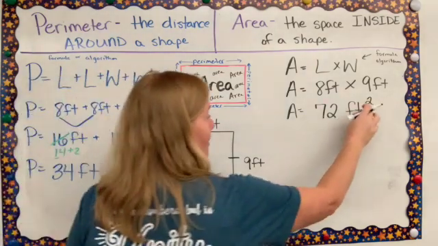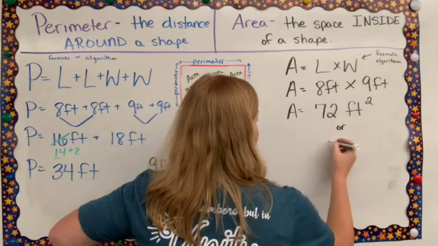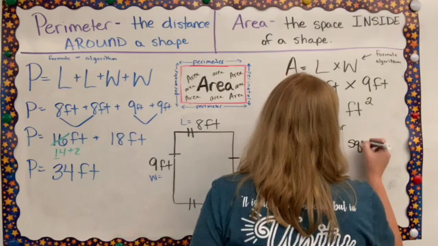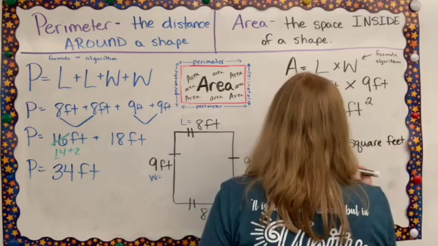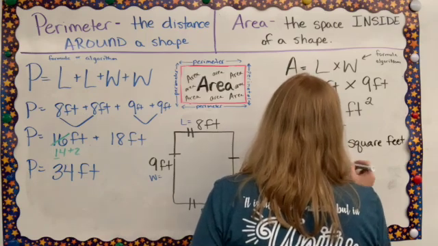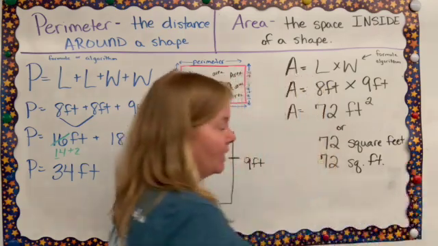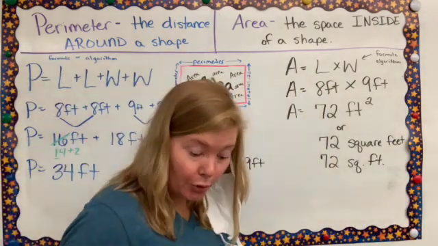And since you cannot make this little 2 on your Google Doc, you need to say 72 square feet, or 72 square feet.